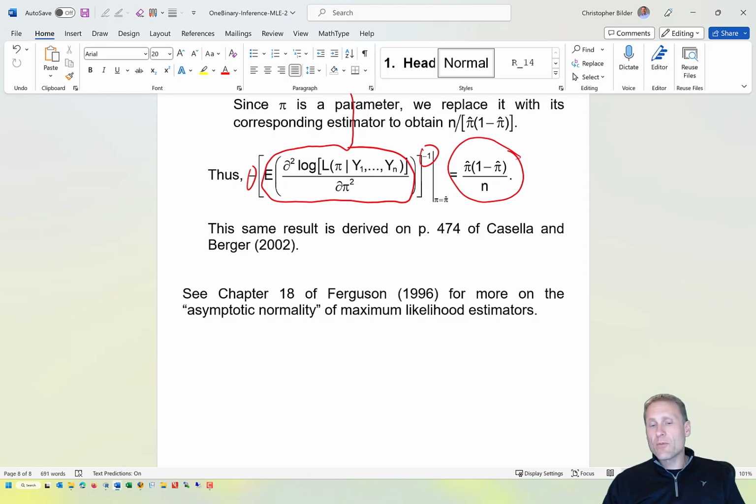If you like more mathematical details, a very common mathematical statistics book is Casella and Berger. They go through this on page 474 of their 2002 edition. Also a PhD level book about proving the asymptotic normality of maximum likelihood estimators, or in other words, what happens with a large sample, is this book by Ferguson that I really like. So that concludes this subsection of the notes.